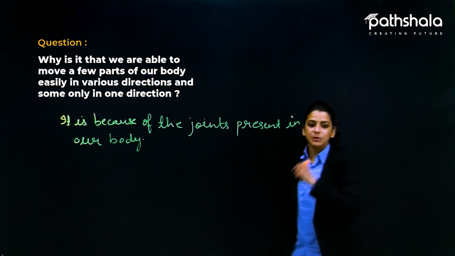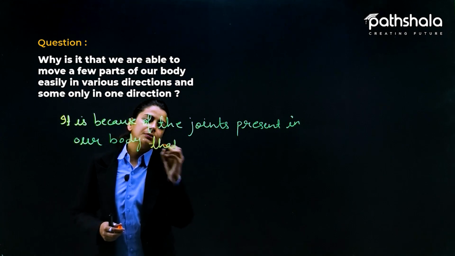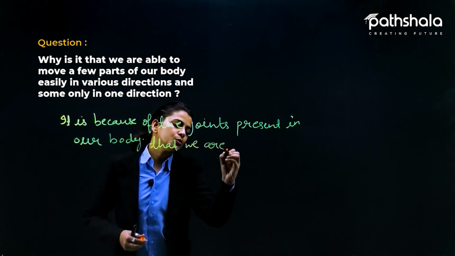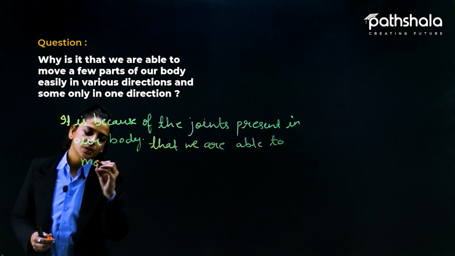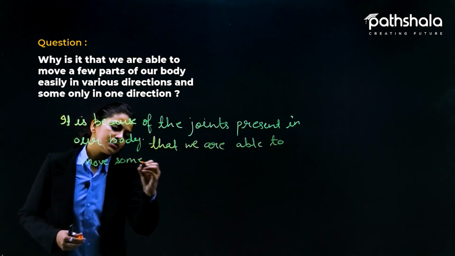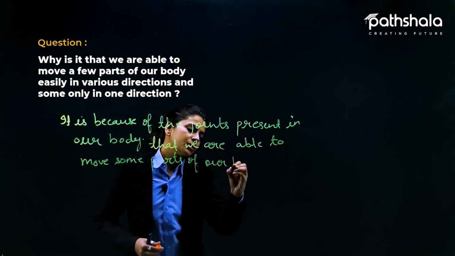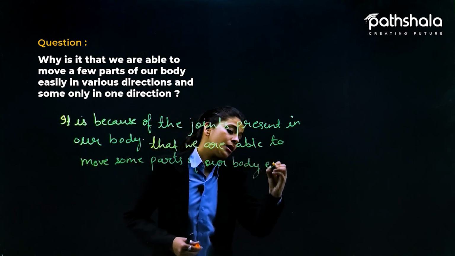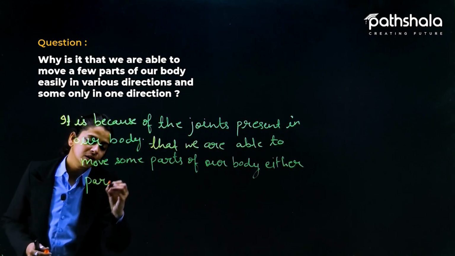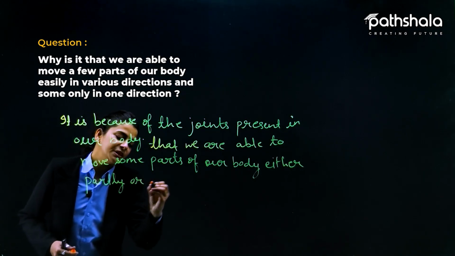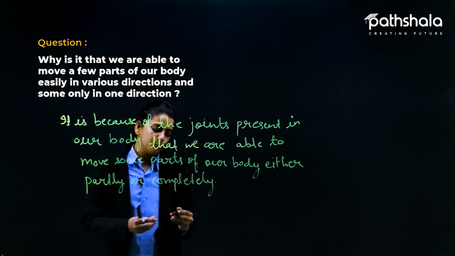So it is because of the joint present in our body that we are able to move some parts of our body, either what? Either partly, या तो आधा मूव कर पा रहे हैं, or completely, or we are able to show the complete movement of the body.